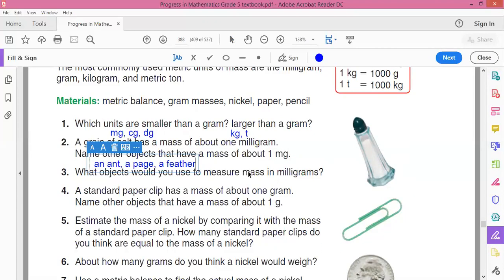Okay. Now, Muhammad, read question number 3. What object would you use to measure mass in milligrams? What do you think? Any object, okay? You can write any object that is very light. You can use that object.